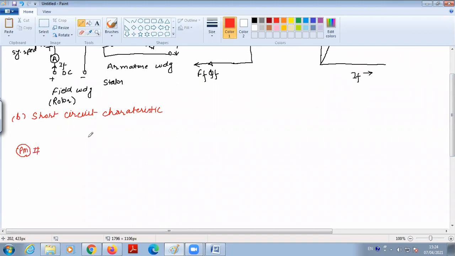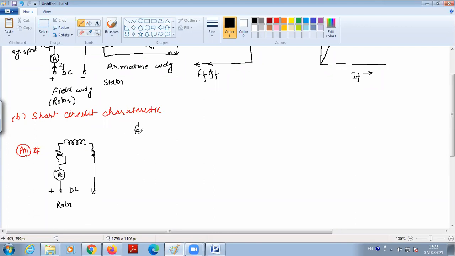The prime mover is mechanically coupled. Again, there is a field winding, which is similar to the previous case. This is the field winding. It is connected with a variable resistance to control the current. We will measure the current with the help of an ammeter, and we will provide the DC supply to the field winding. It is a constant magnetic flux, but it is rotating because it is mounted on the rotor side.